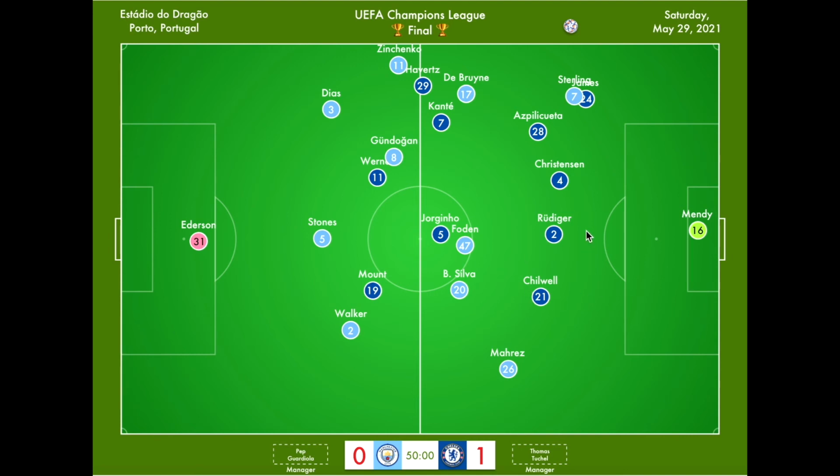So there's just been individual moments of defensive brilliance and contribution throughout the match up to this 50th minute mark, and that has been what has led Chelsea to have the 1-0 advantage.